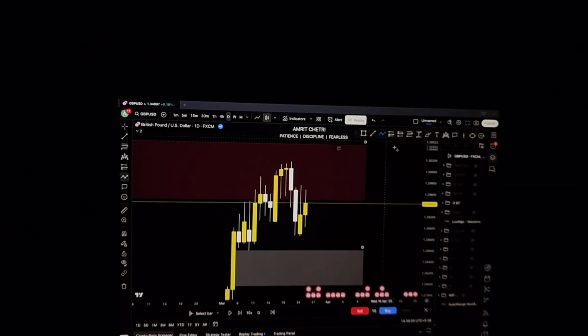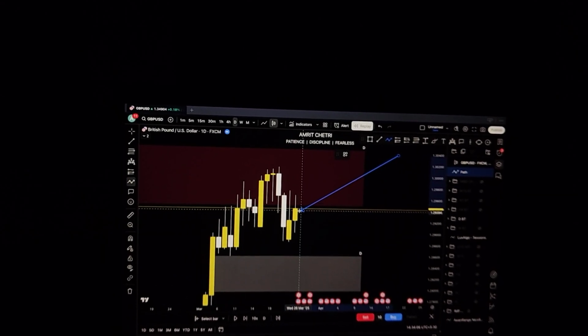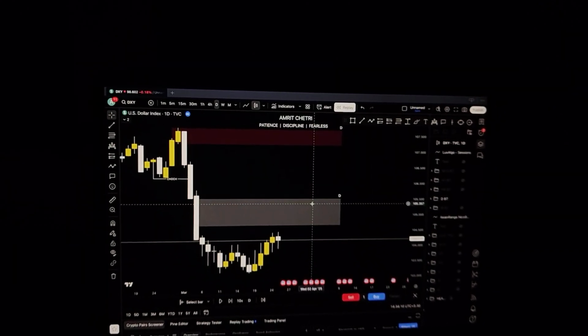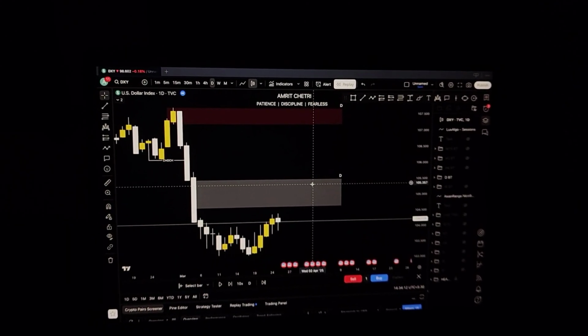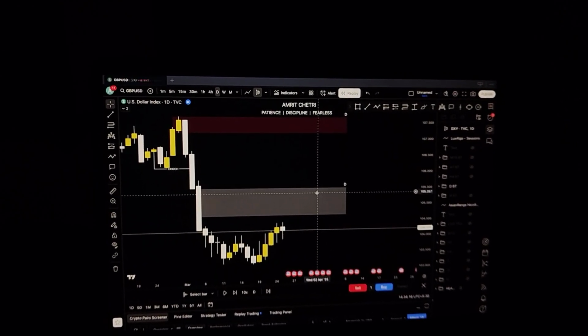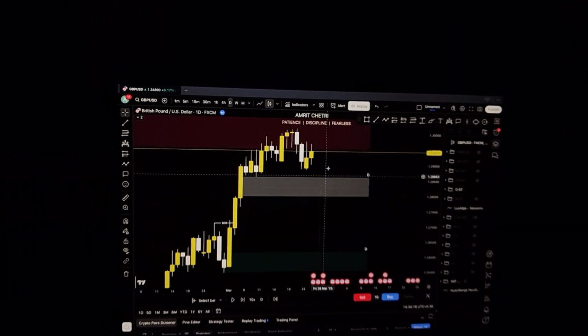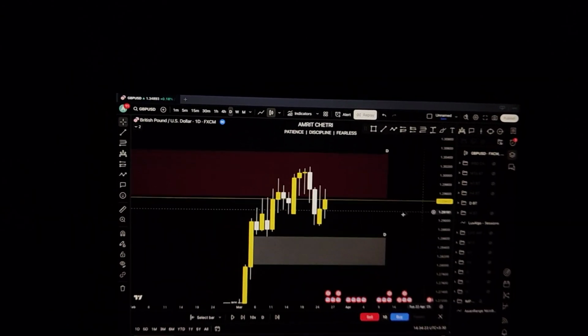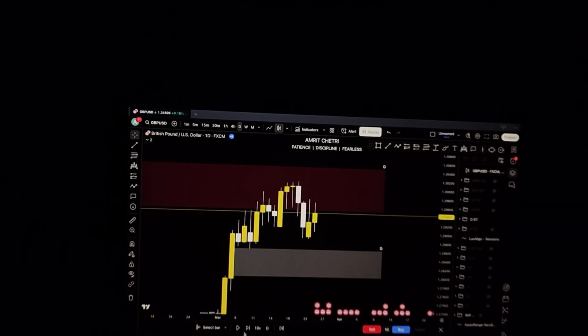So now we can clearly see on Wednesday my bias is not clear because of how this candle closed. It's looking like it's going up, it's looking like it's going down, and whenever the daily bias is not clear, I tend to trade with the weekly bias. So the weekly bias on DXY is bullish and GBP/USD is bearish, right? So now going on Wednesday, my bias is clearly bearish.